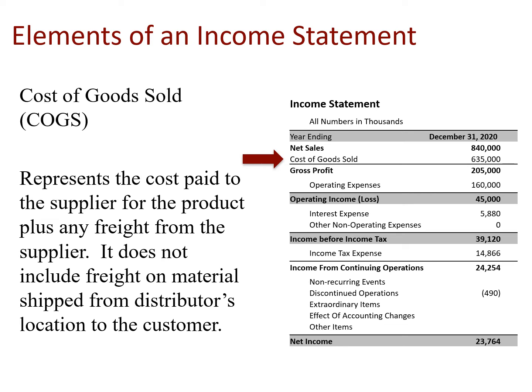Depending, certain distributors may actually utilize delivery as a service, and they in essence may buy delivery from third-party carriers at a discount and then charge the customer the full amount. In that case, they might actually include even shipping from their location to the customer in cost of goods sold. But generally speaking, cost of goods sold represents the cost paid for the product and any freight from the supplier, not freight from the distributor to the customer's location.